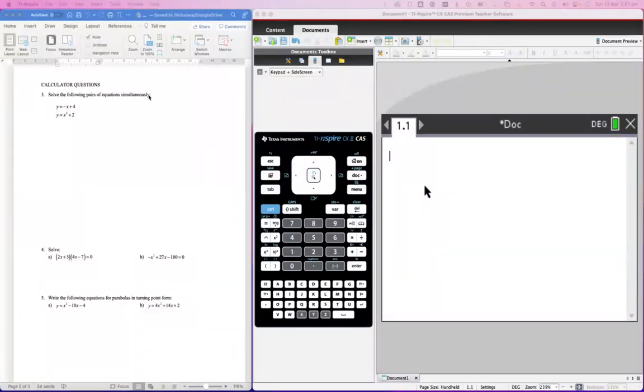So keep that in mind, and I'll try and point out when you would probably put more working out and what that would look like as we go along here. So let's have a look at this first question. Let's solve a pair of simultaneous equations.